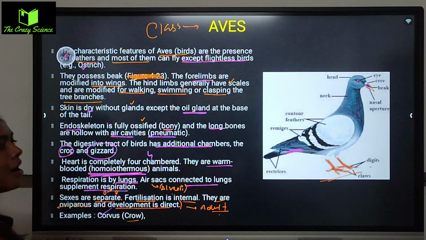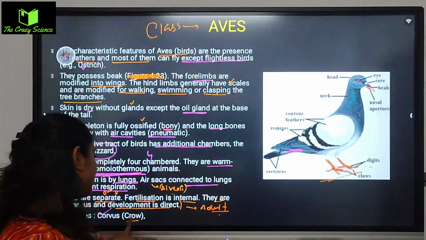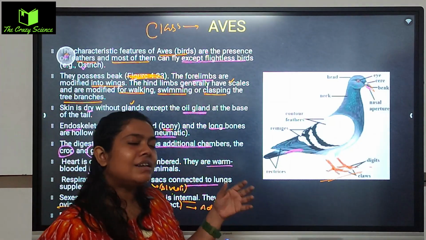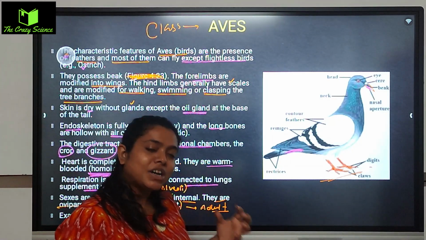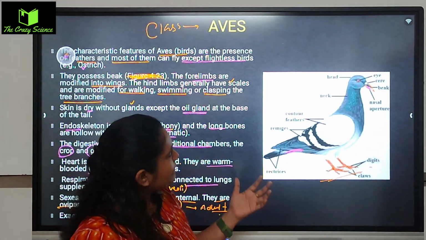An example is Corvus, that is crow, I have written crow, and others you can think of are parrot, pigeon, all kinds of birds come in this particular class.